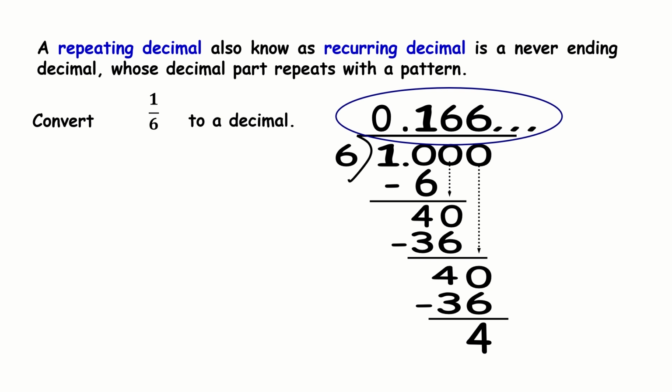So what do we do? We just put some dots there to signify 6 goes to infinity. So this is an example of a repeating decimal. We can always write it as 0.16 and put a dot on top. This tells us that 6 is a repeating number, a recurring number. That's the pattern there. There is no ending.